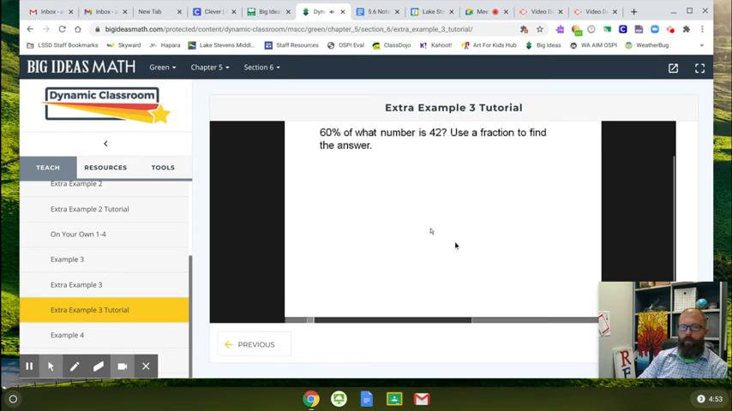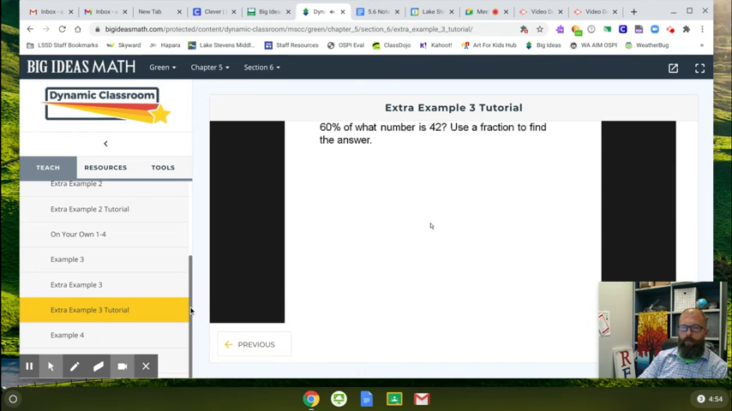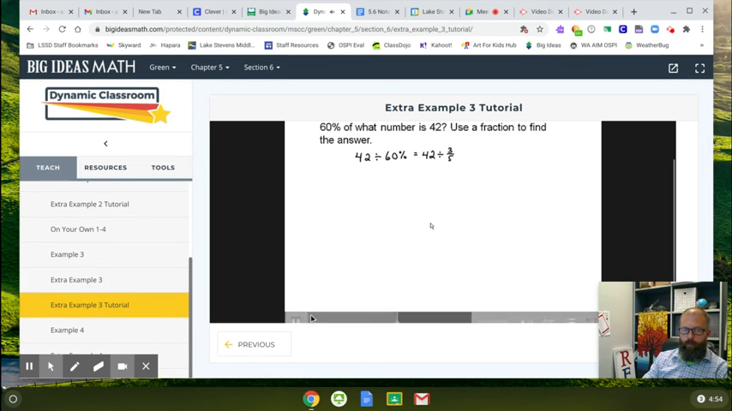60% of what number is 42? Use a fraction to find the answer. To find the whole, divide the part by the percent to obtain 42 divided by 60%. Then write the percent as a fraction. 60% is equal to 60/100ths, which is equal to 6/10 or 3/5. So 42 divided by 60% is equal to 42 divided by 3/5. Next, multiply by the reciprocal of 3/5 to obtain 42 times 5/3.